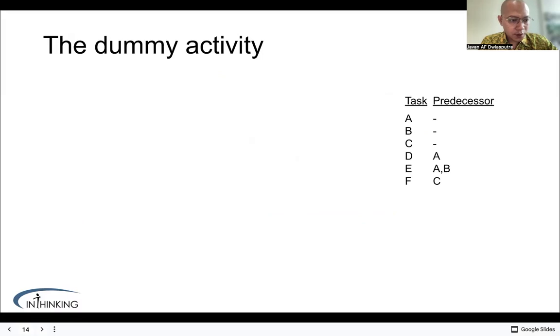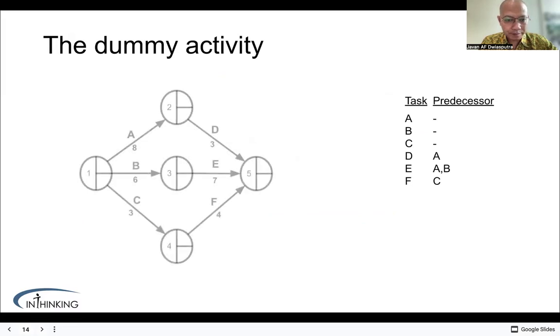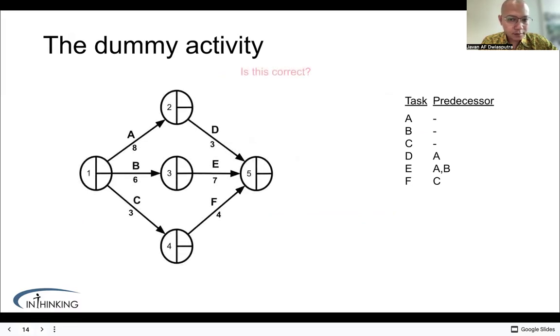So finally, we learn about dummy activities. So this is the dummy activity. It takes no time, uses no resources, and is only used to show the logical relationship between tasks. Dummy activities are important when drawing an accurate network diagram. Is this correct? Please write your comments below.